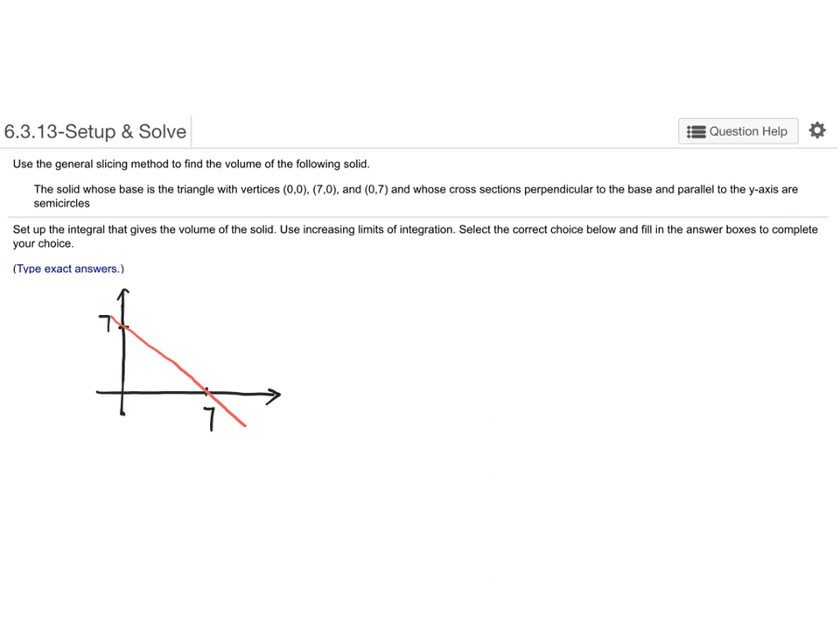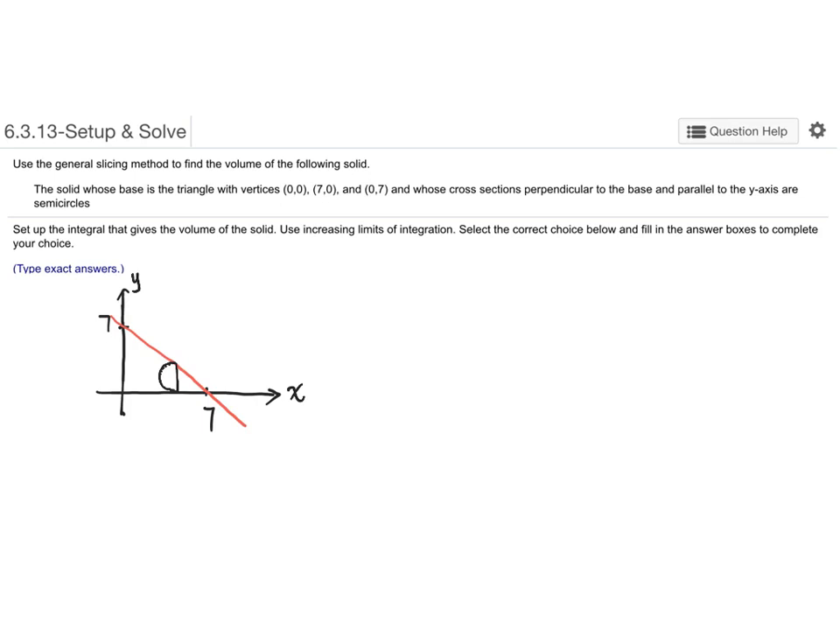So I'm going to make a slice. It has to be perpendicular to the base and parallel to the y-axis, and then this is a semicircle. I'm going to just draw this. I'll use this as a representation of one cross section.